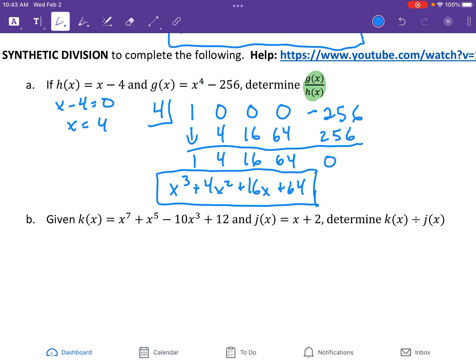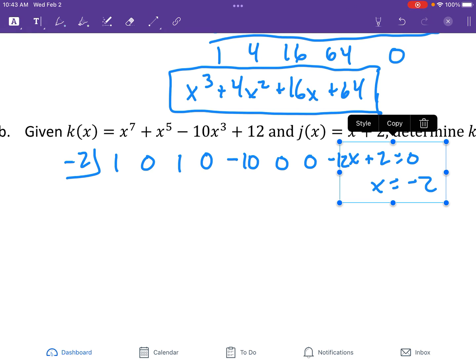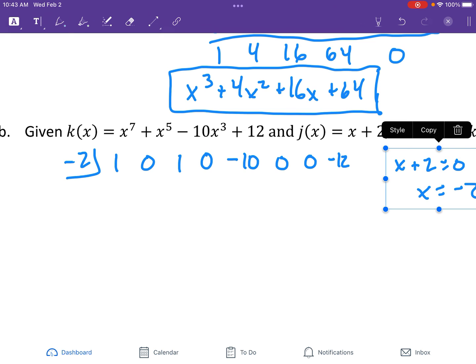Okay. Again, here's our term we're going to divide by. So x plus 2 is equal to 0. X will equal negative 2. Put that in our little box. Again, this is a part where it has missing terms. So we have 1x to the 7th. We have no x to the 6th. We have 1x to the 5th. We have no x to the 4th. We have negative 10x to the 3rd. We have no x squareds, no x's, and we have negative 12. I'm going to put this stuff over to give me some more space.